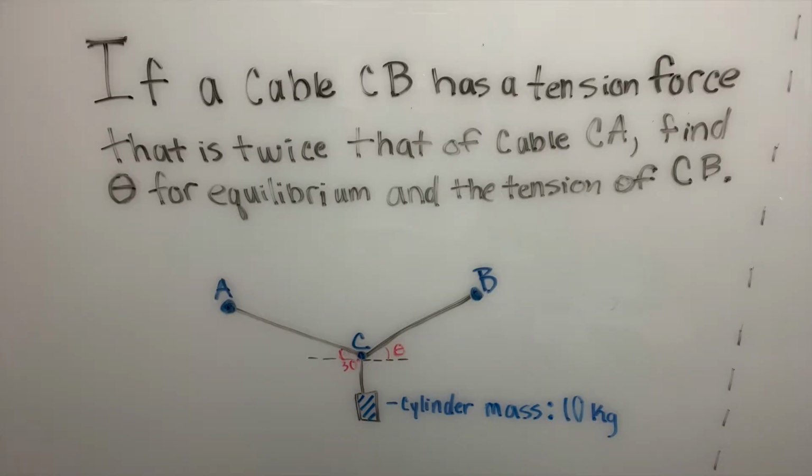Problem B states that if cable CB has a tension force that is twice that of cable CA, find the angle theta for equilibrium and the tension in wire CB. The cylinder has a mass of 10 kilograms. We'll be evaluating this problem by making assumptions based on Newton's second law to find both angle theta and the tension of cable CB.